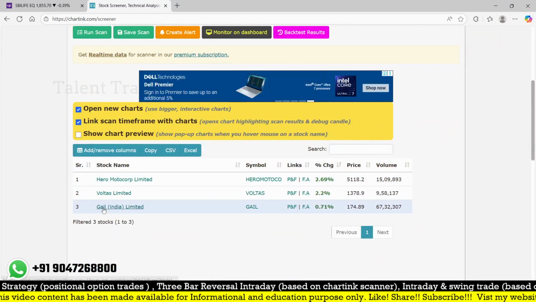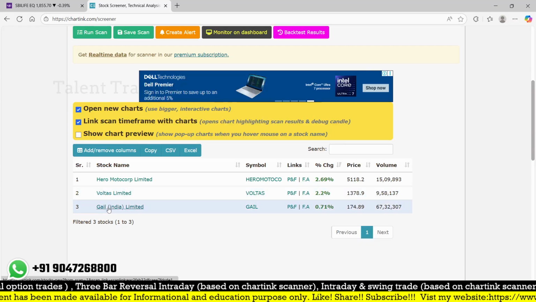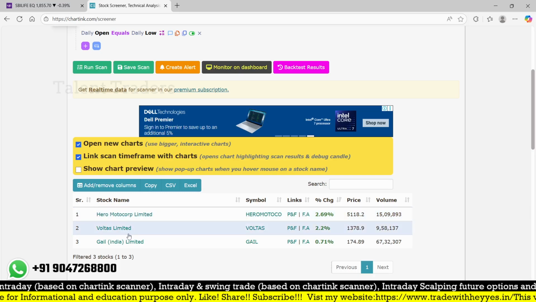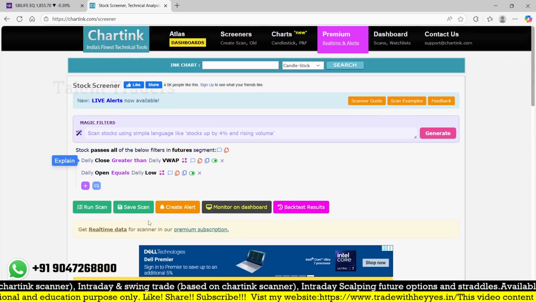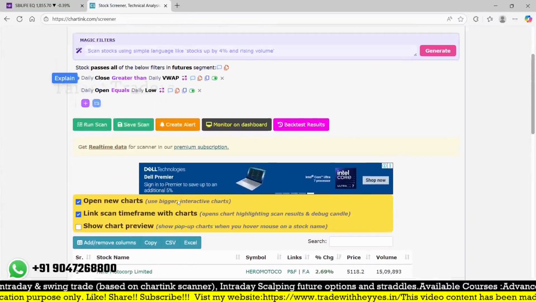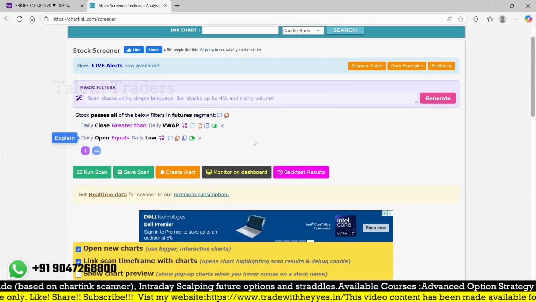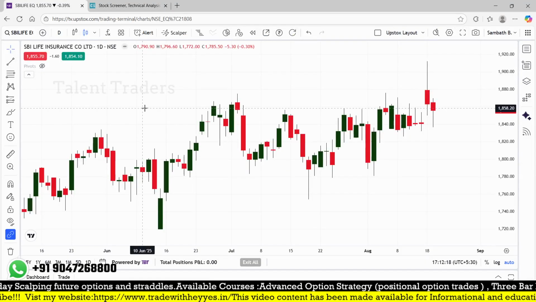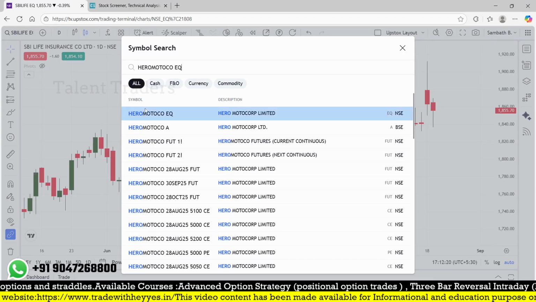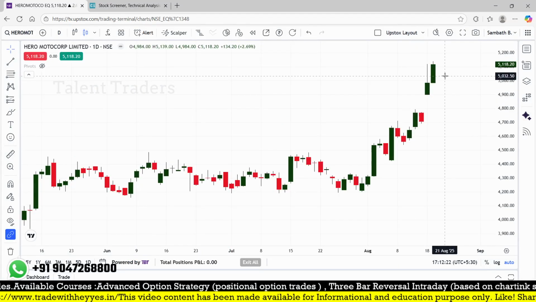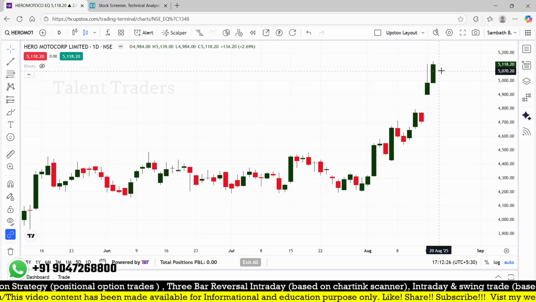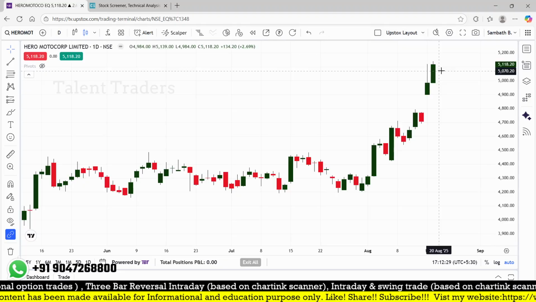We have three stocks today: Hero Motocorp, Voltas, and Gail. So in this futures list, we found only three stocks instead of 163. This filter removes almost 160 plus stocks. Let me check Hero Motocorp today. Yesterday also there was a great move, and today it continues. Yesterday it opened at the low, and today it continues the same side movement or trend.